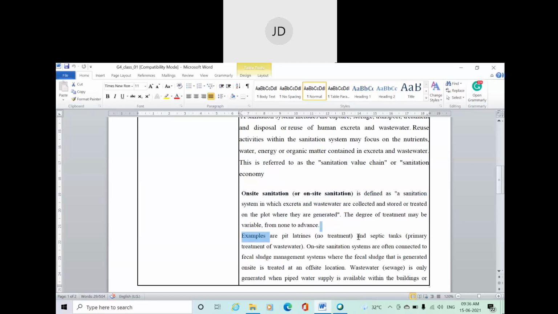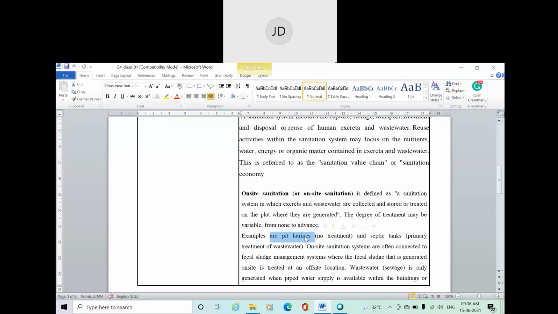For example, a pit latrine. About latrines, we have already discussed. We have to create a pit in the ground up to a certain depth where human excreta can be stored or disposed. So even in a pit latrine, where no treatment is required, it is directly disposed in the earth at a larger depth.